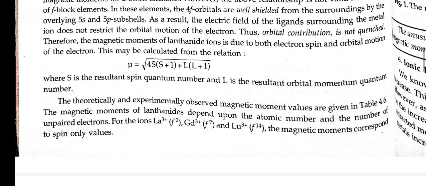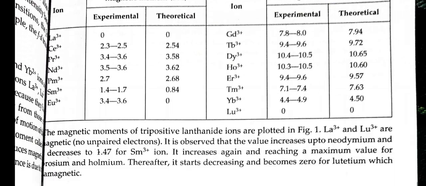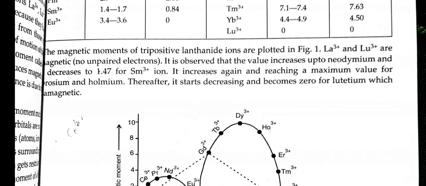The magnetic moment of lanthanides depends upon the atomic number and the number of unpaired electrons. For the ions lanthanum, gadolinium, and lutetium, the magnetic moment corresponds to spin-only values. The magnetic moments of tripositive lanthanide ions are plotted in the figure. Lanthanum and lutetium are diamagnetic, with no unpaired electron.